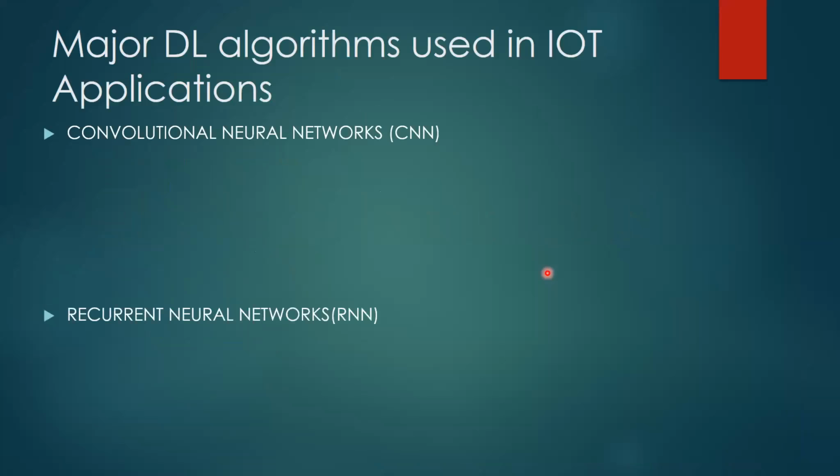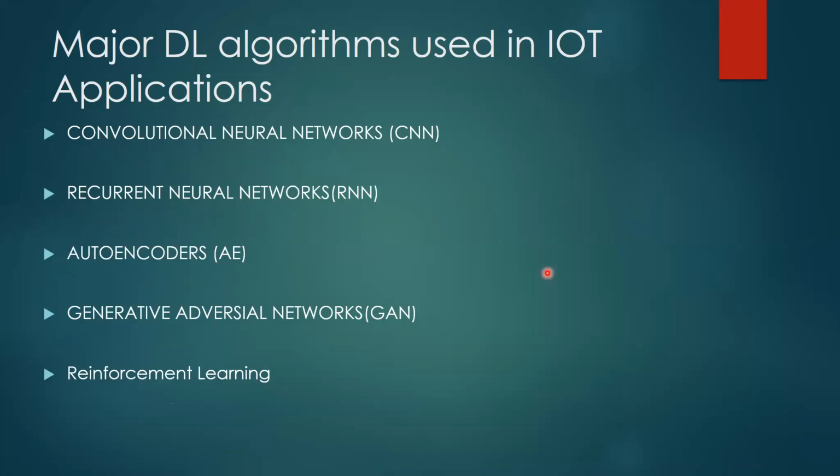Now I need to take you through the major deep learning algorithms that are generally used in IoT applications. There are n number of algorithms. The best ones available are CNN and RNN. You would have definitely heard about them. CNN is nothing but convolution neural networks, and recurrent neural networks is your RNN.